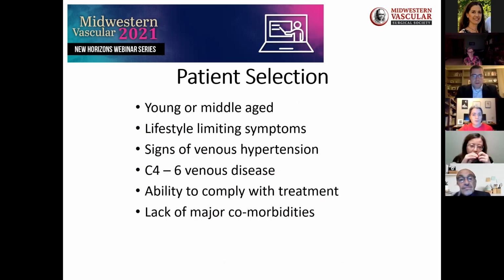grafts. Surgical reconstruction of the IVC and iliac veins for benign disease has been relegated to symptomatic patients with long segment iliac vein or vena cava occlusions who either are not candidates for stenting or have failed attempts at percutaneous endovascular recanalization. These often are young and middle-aged patients that lack major comorbidities and are good risk for surgery. They have lifestyle limiting symptoms or signs of venous hypertension, ranging from C4 to C6 CEAP classification. And they must prove that they're able to comply with treatment postoperatively, whether that's long-term anticoagulation and use of compression therapy.